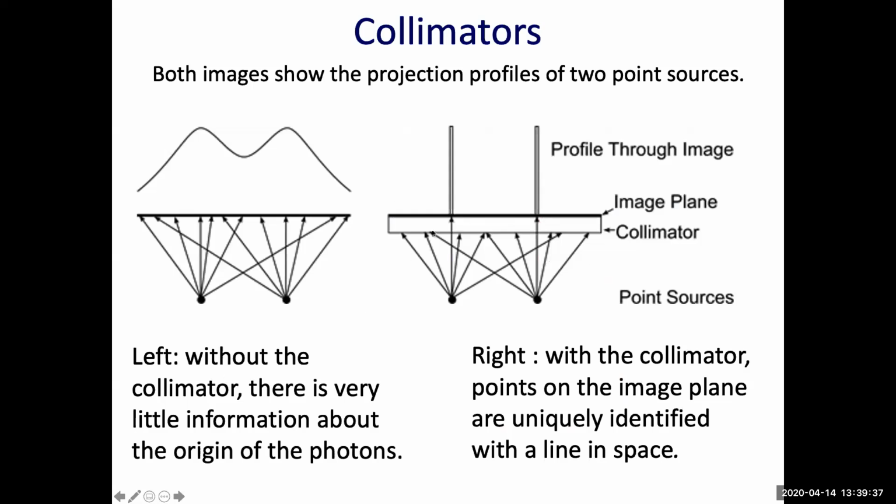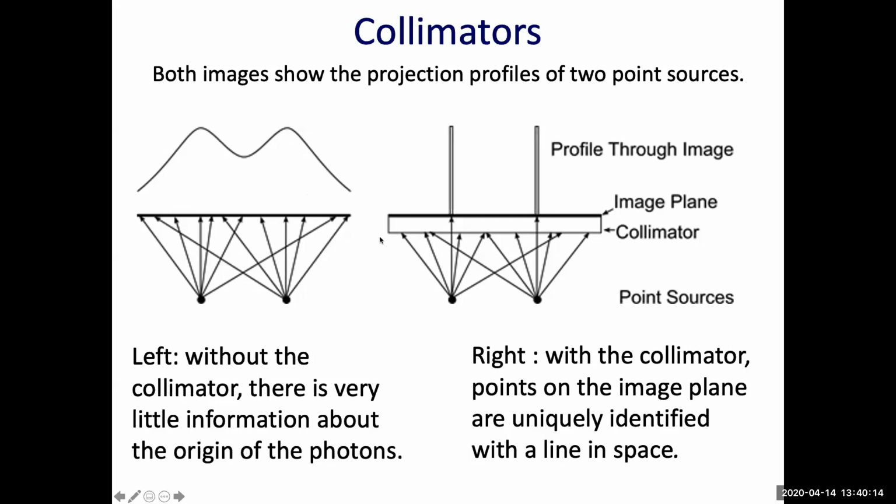In this graph, both images show the projection profile. These are the projection profiles of 2-point sources. On the left side, we can see the profile without using a collimator: there is very little information about the origin of the photons because of the scatter contribution. We cannot define the exact location where the radiation is coming from. It is wide. We say that if it is wide, we get bad resolution. We always need a thin profile to get better resolution.